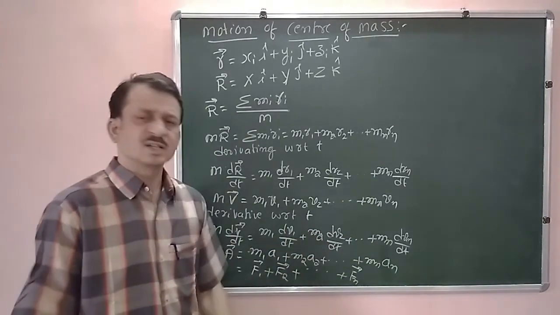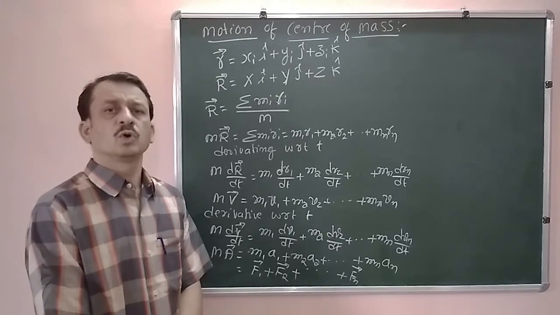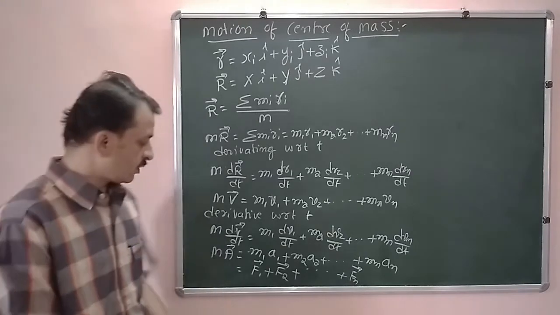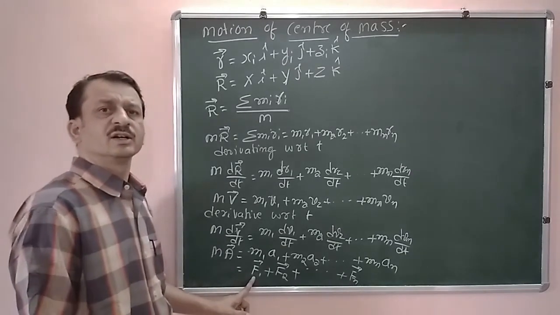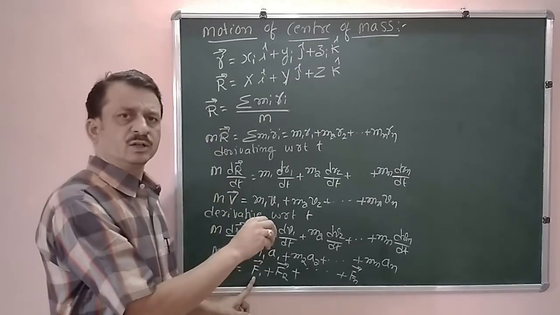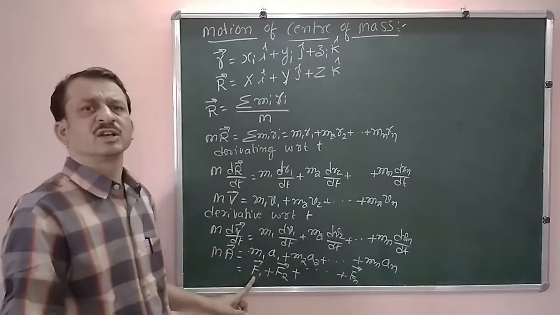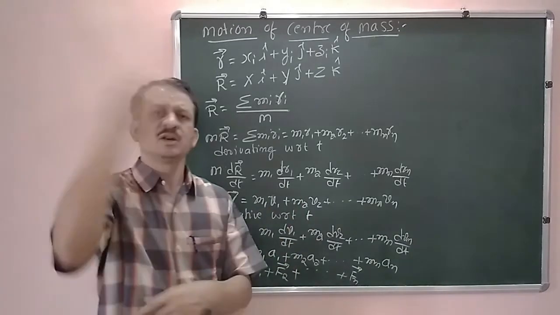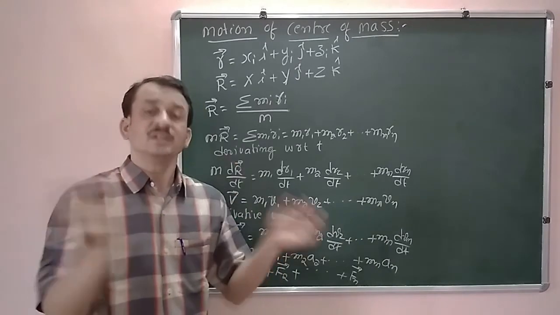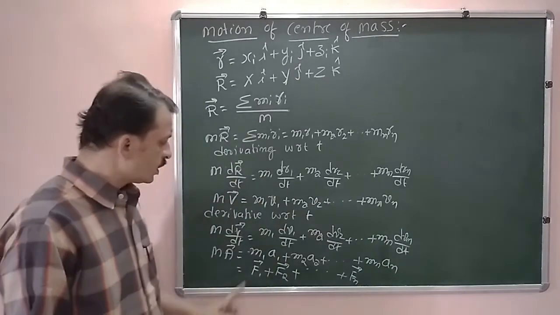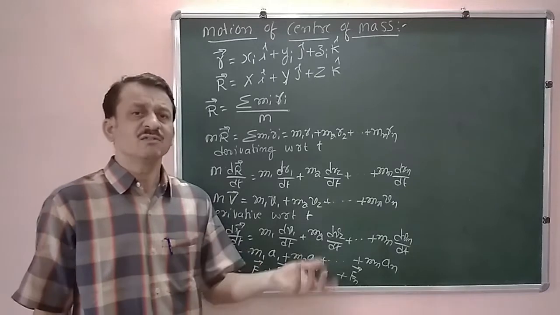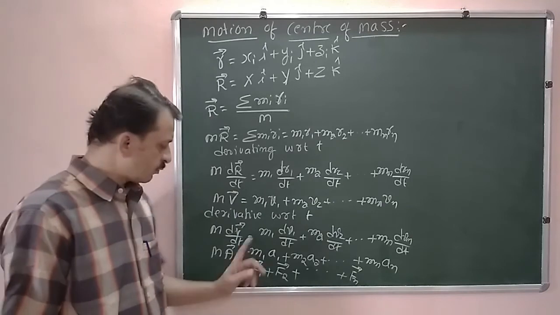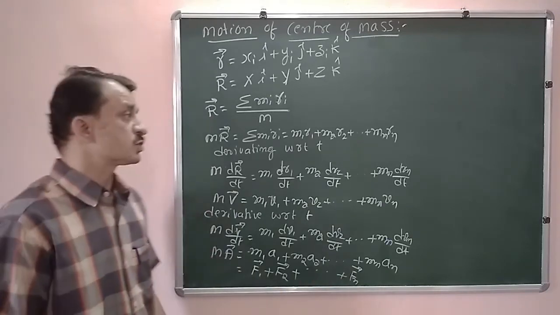Now these forces include both internal as well as external forces. F1 means the total force acting on the particle m1, internal as well as external. Internal means all the other particles exert a force; external means anything outside this system of particles. But these internal forces are equal and opposite. Therefore, internal forces get cancelled, and we are left with only the external forces.